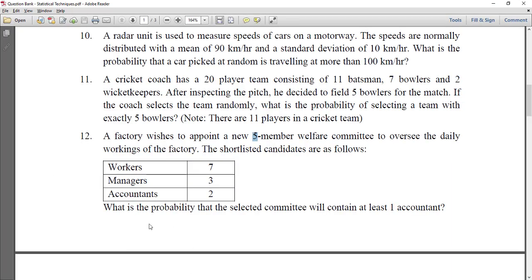What is the requirement that they have told us? What is the probability that the selected committee will contain at least one accountant? There should be at least one accountant. So there can be one accountant or two accountants. See, there are only two accountants, no? But there should be at least one accountant. So one accountant is also allowed, two accountants is also allowed.